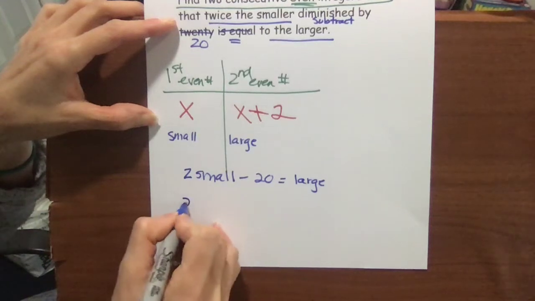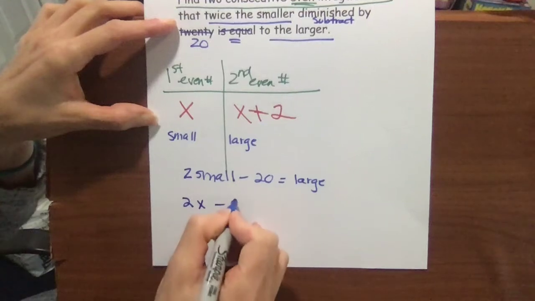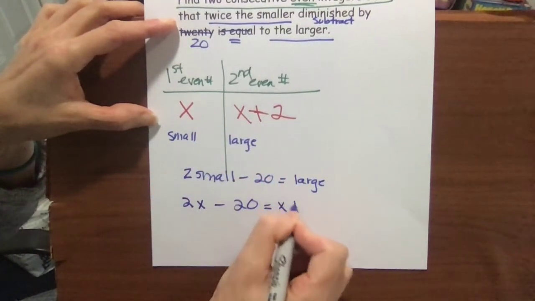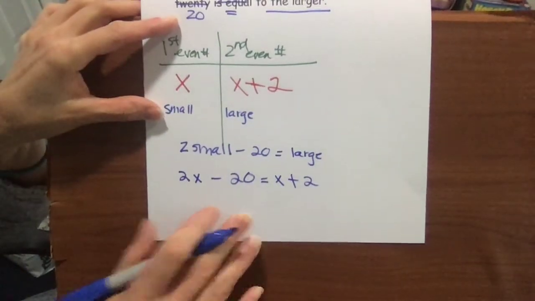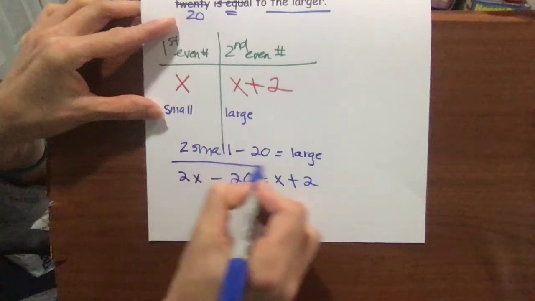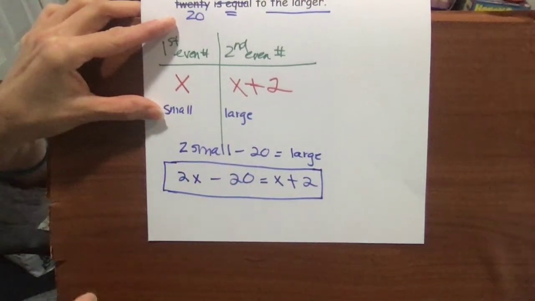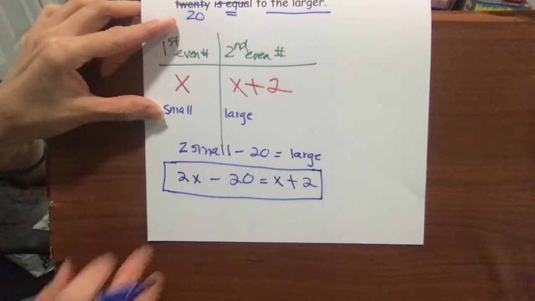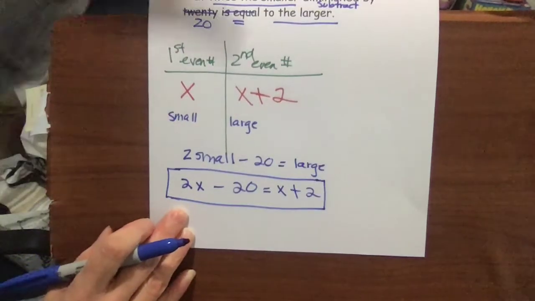So, all right, twice the smaller one, well, 2 times x. Minus 20 equals the larger number, well, x plus 2. And that's your equation for this word problem. Again, we're not solving this right now, because if we can't get this set up correctly, no matter what we do to solve, even if we solve correctly, will be an incorrect answer. So the equation is 2x minus 20 equals x plus 2.